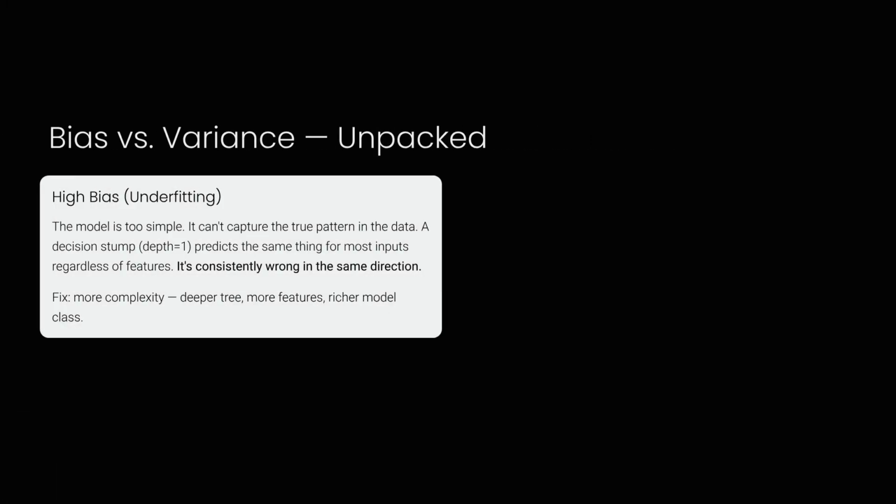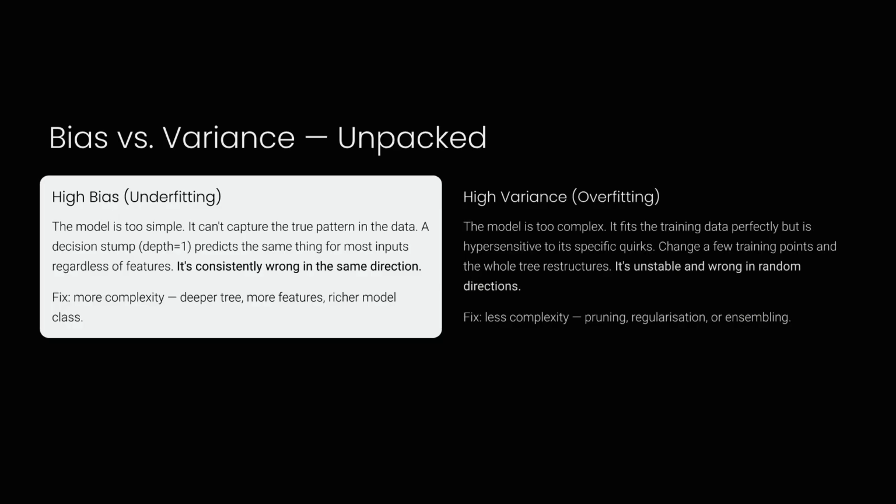High bias, or underfitting, means the model is too simple and consistently wrong. High variance, or overfitting, means the model is too complex, unstable, and wrong in random directions. The goal is to minimize generalization error, not just training error.